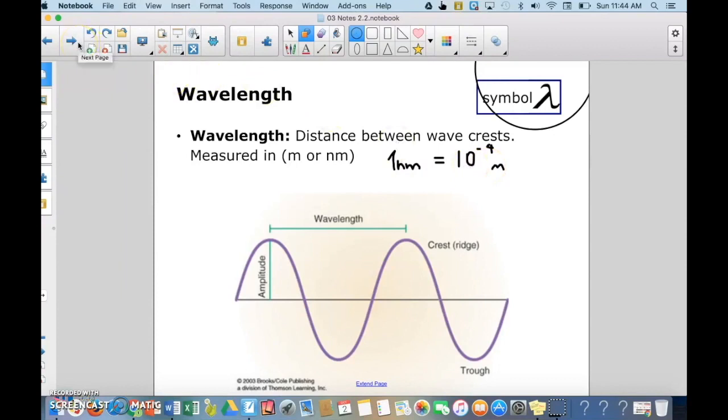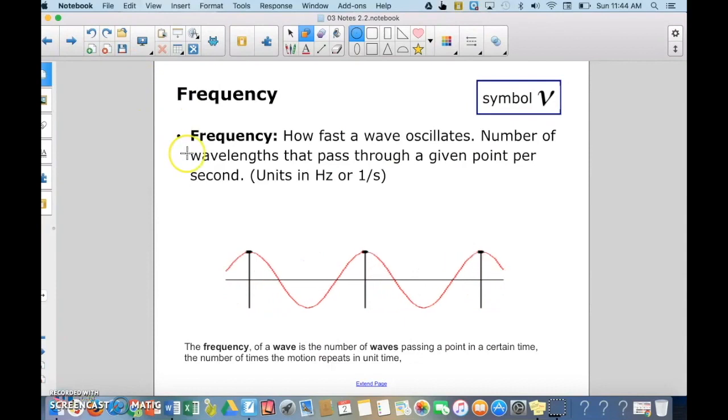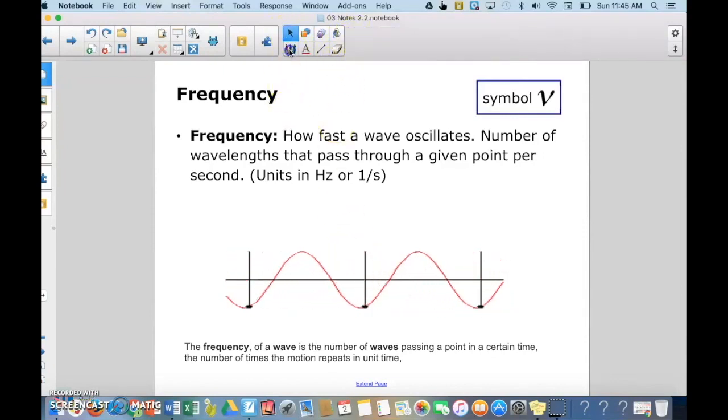That said, we're going to move on and go over another very important characteristic of waves: frequency. The frequency of a wave is the number of wavelengths that pass through a given point per second. That means that if, for example, I have this point over here, the number of wavelengths that pass through this point per second will be the frequency of that wave. It is how often it passes through that point. So to measure frequency, we are going to be using frequency units.